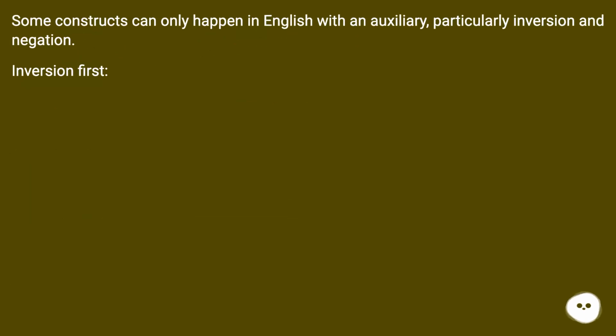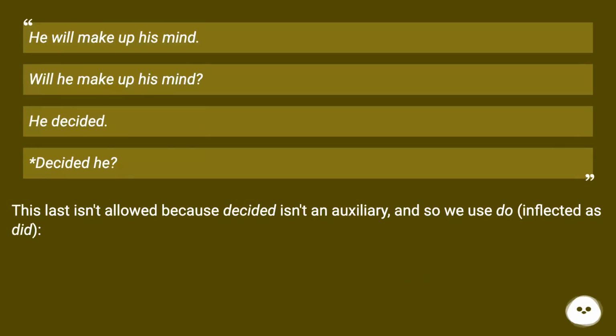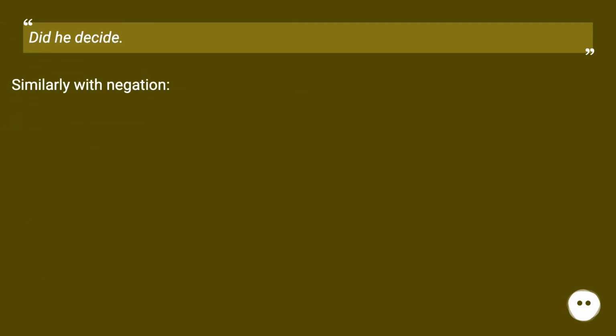Some constructs can only happen in English with an auxiliary, particularly inversion and negation. Inversion first. He will make up his mind. Will he make up his mind? He decided. Decided he? This last isn't allowed because decided isn't an auxiliary, and so we use do, inflected as did. Did he decide?